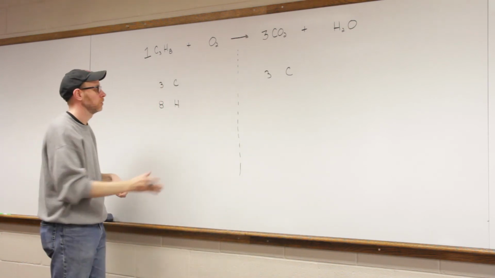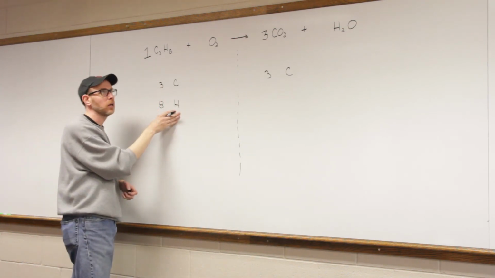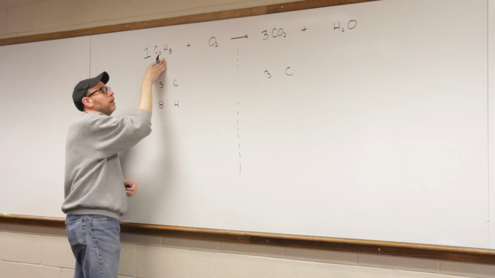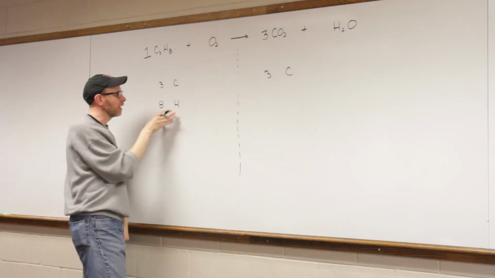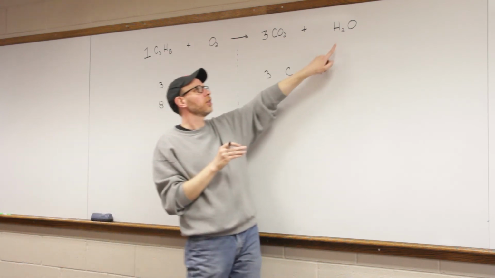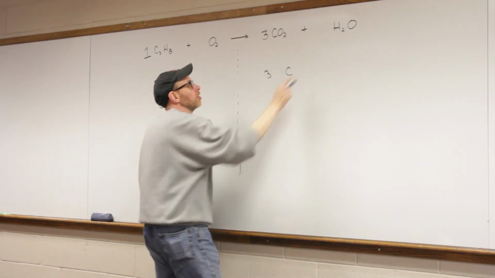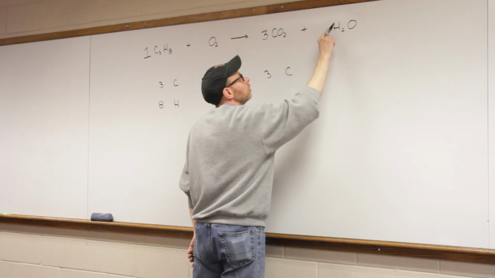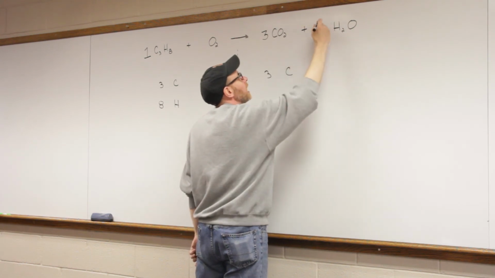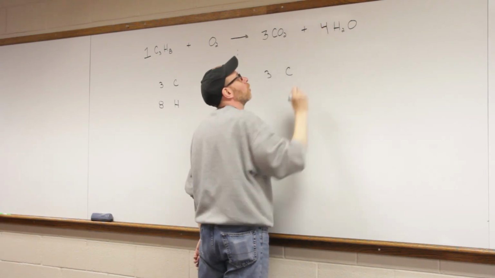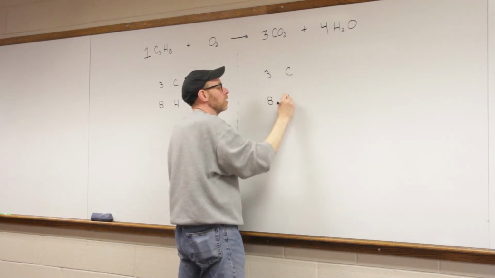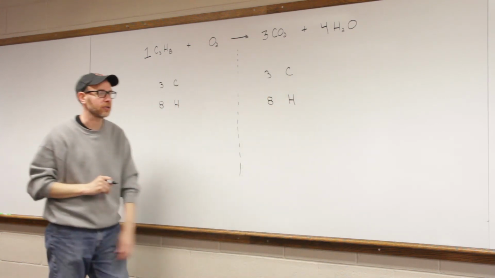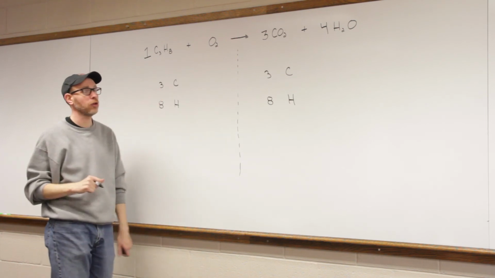Okay, we're good there. How about hydrogen? Hydrogen's here in propane, and it's also here in water. That's the only source. I've got 8 here. I need to make sure there are 8 on the right-hand side. So they come in groups of 2. What times 2 will give me 8? Well, it's 4. So 4 times 2 will give me 8 hydrogens. Now I've got both of those balanced.